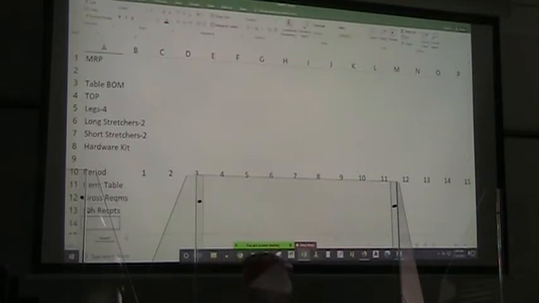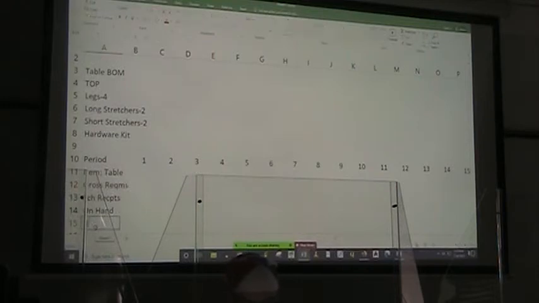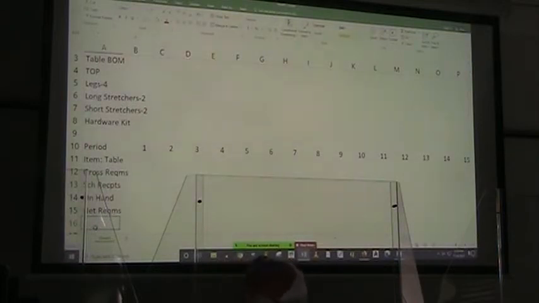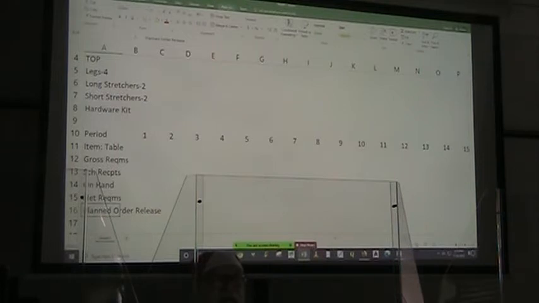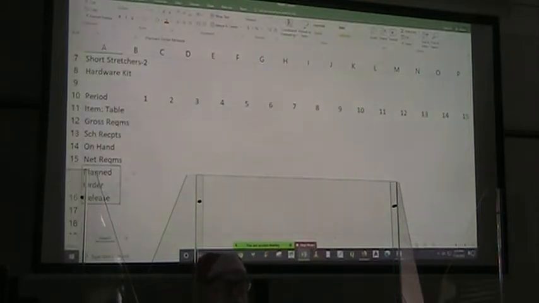We need the on-hand quantity. We need the net requirements and our planned order release. Boy, that looks terrible. Let's try doing a wrap text thing. Oh, thank God, that made it just super better.